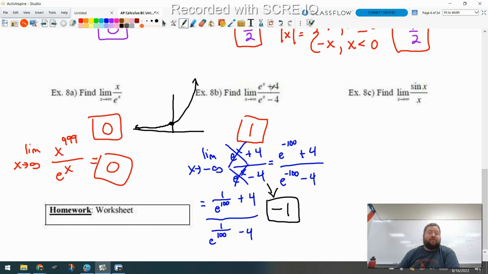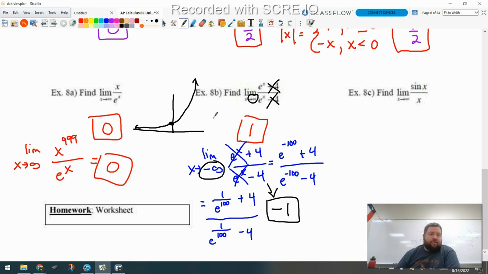So if you go to positive infinity, the 4s don't matter, and you have a balanced function. But if you go to negative infinity, those e to the x's end up canceling out. And then the 4s do matter, and that's what you're left with. So be real careful with exponentials and negative infinity versus positive infinity. With the negative infinity, the exponential functions would cancel out completely. Okay, so just be careful about that.